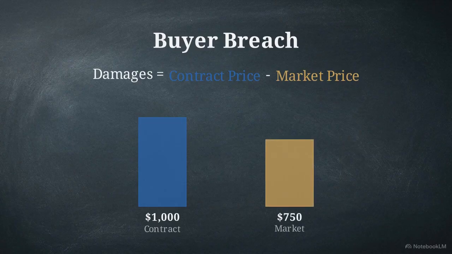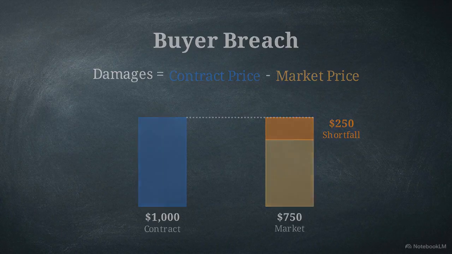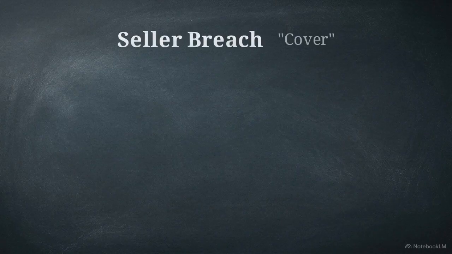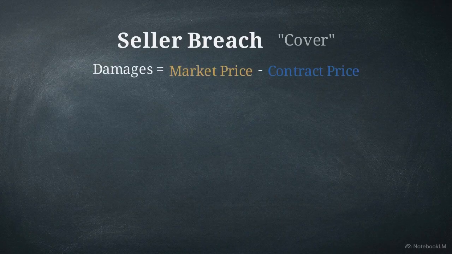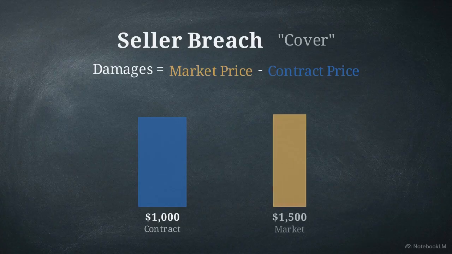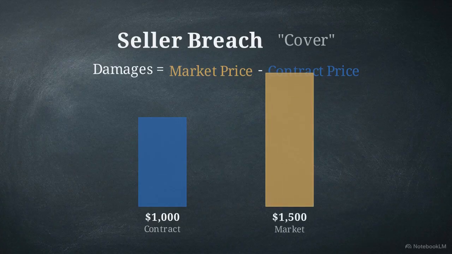If a buyer signs a contract for a $1,000 bicycle and then walks away, the seller must secure a substitute buyer. If the open market only yields $750, the breaching buyer is liable for the $250 shortfall. Now reverse it. A seller fails to deliver, forcing the buyer to secure substitute goods, a process legally known as cover. The formula is market price minus contract price. The buyer expected a $1,000 bicycle. If the seller breaches and the buyer has to pay a $1,500 market price to cover from an alternative source, the breaching seller owes that $500 premium.